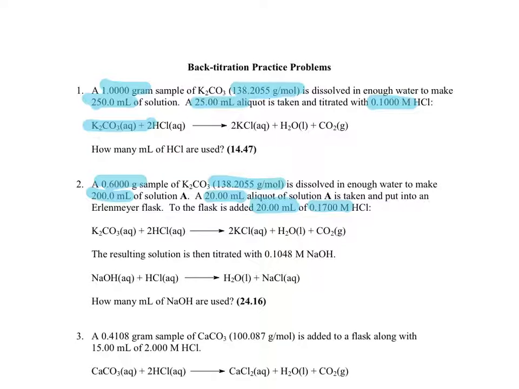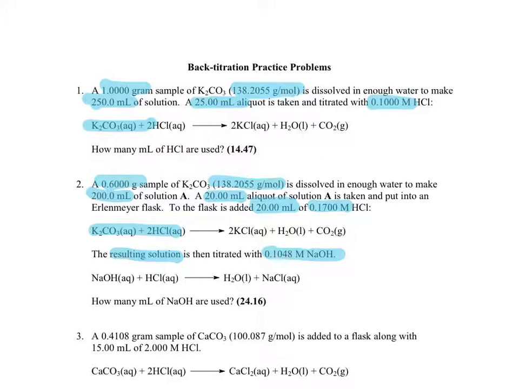If it's saying that the resulting solution from these two things reacting together is titrated with NaOH, I'm probably starting to think that actually some of that HCl is left over, the HCl was in excess. So then the excess, the leftover HCl, will be what's titrated with this concentration of NaOH.